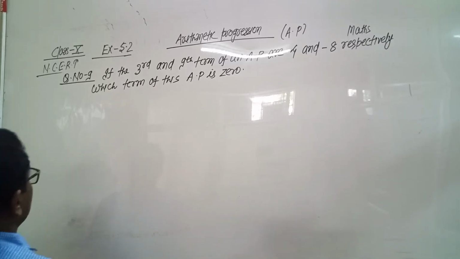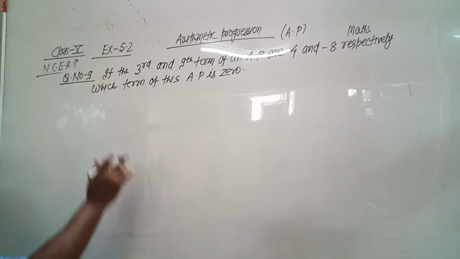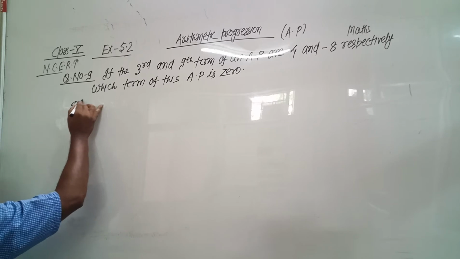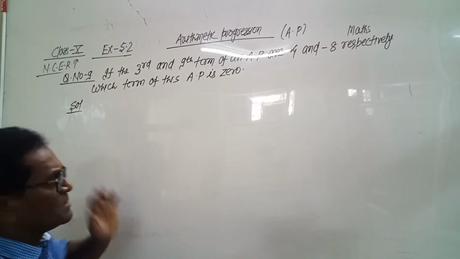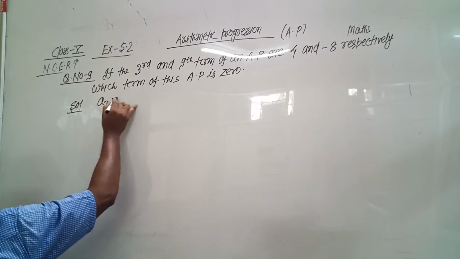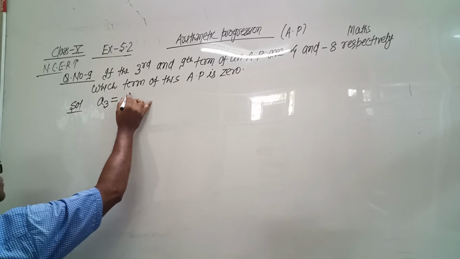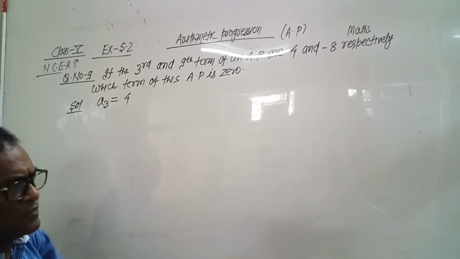We proceed to exercise 5.2 NCERT. The question is, if the third and ninth term of an AP are 4 and minus 8, the third term of the AP is 4 and the ninth term of the AP is minus 8. So we have given A3 equals 4.